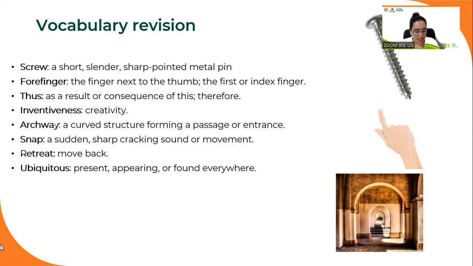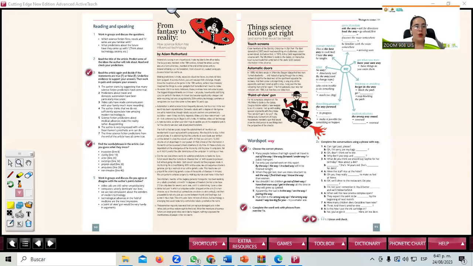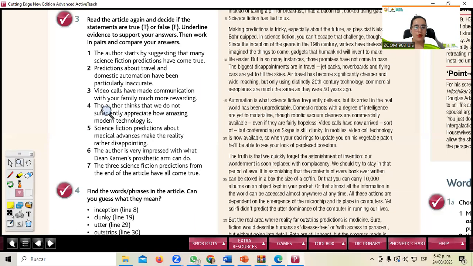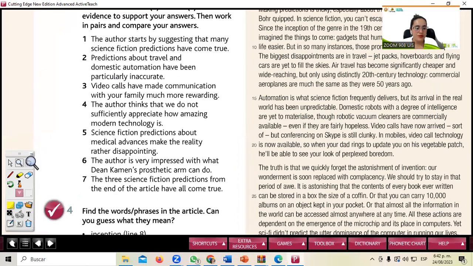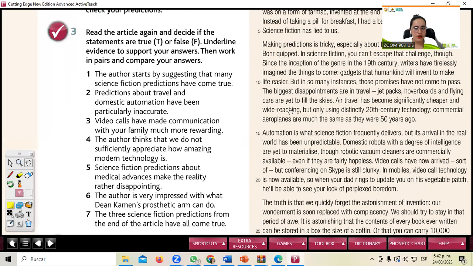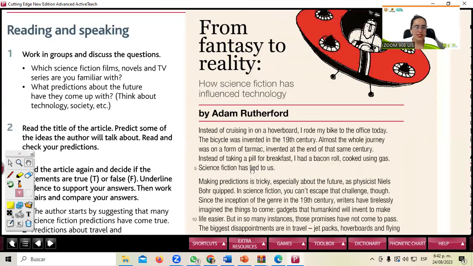All right. So now that we have all the vocabulary, we're going to start reading the text. We're going to read it and then answer the questions in point number 3 with true or false. Let's start reading the text.